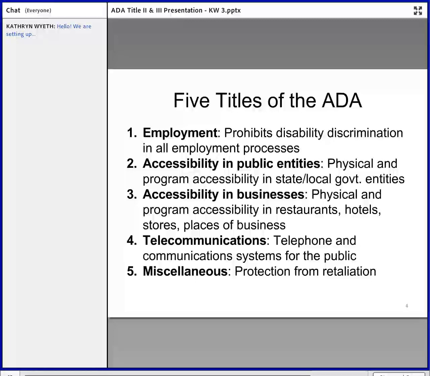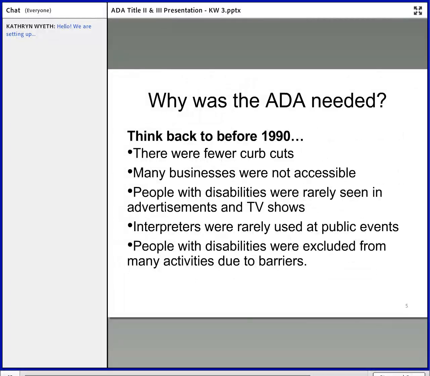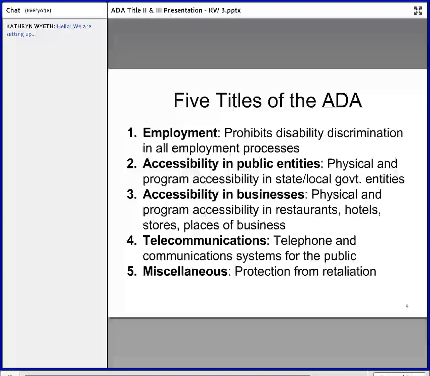Title III covers accessibility in businesses, physical and programmatic accessibility in things such as restaurants, hotels, stores, places of business. Title IV covers telecommunications, telephone communication systems for the public, so things like 911 need to be accessible. And then miscellaneous, and miscellaneous Title V really has the protection against retaliation. So anyone who's actually trying to fight for their rights and protections under this law, if they are in some way retaliated against for doing so, the protections also include them. And so for today's conversation, we are going to focus on Title II and Title III. And as I said, just a little bit about the employment provisions because they do overlap.